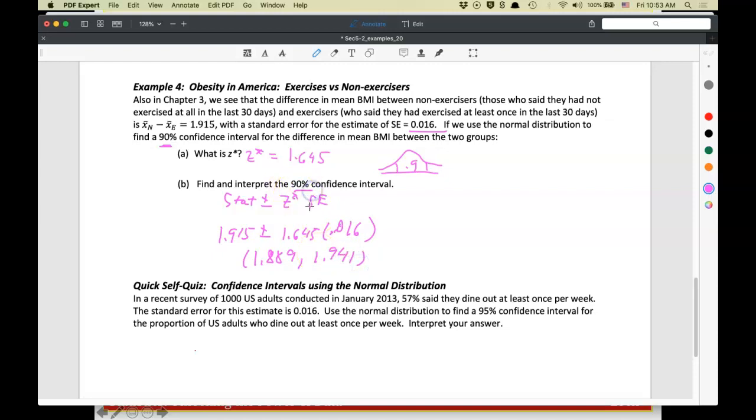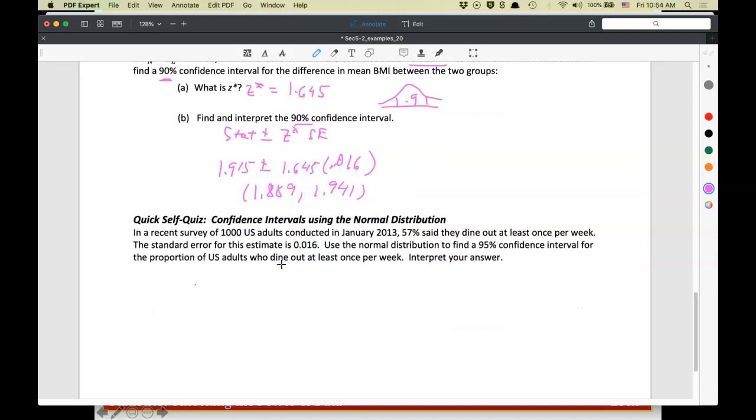And we're 90% confident that the mean BMI for non-exercisers is between 1.89 and 1.94 points higher than it is for exercisers in the population. Okay? So BMI is an index, so it's 1.89 to 1.94 higher for non-exercisers than exercisers in the population. Okay?